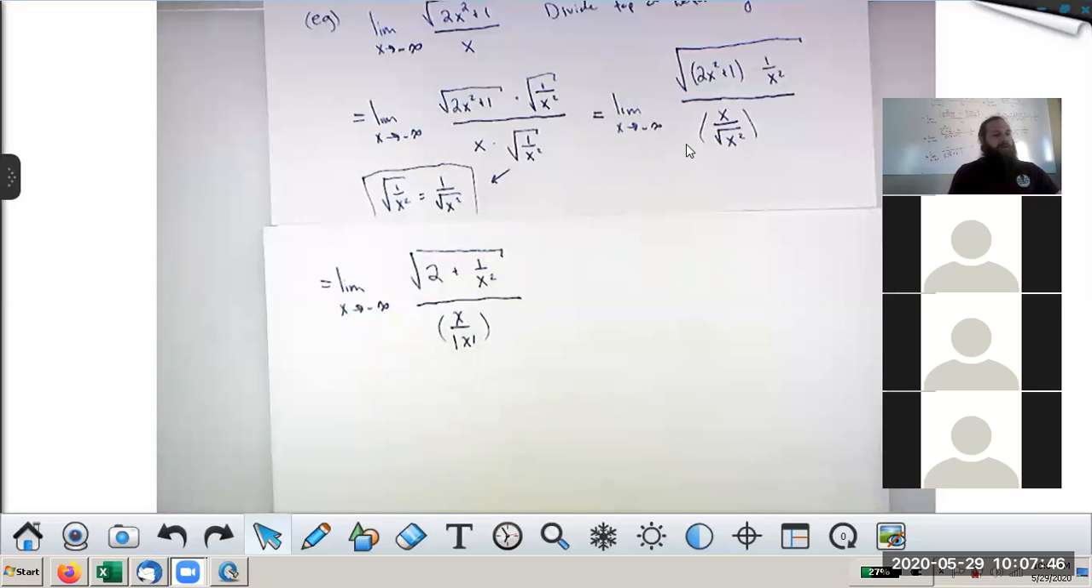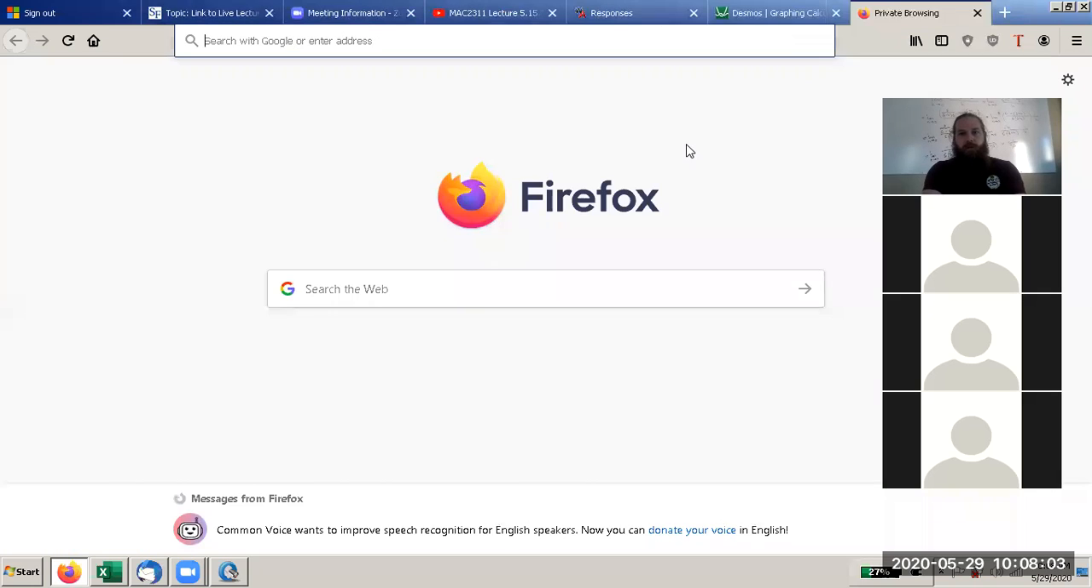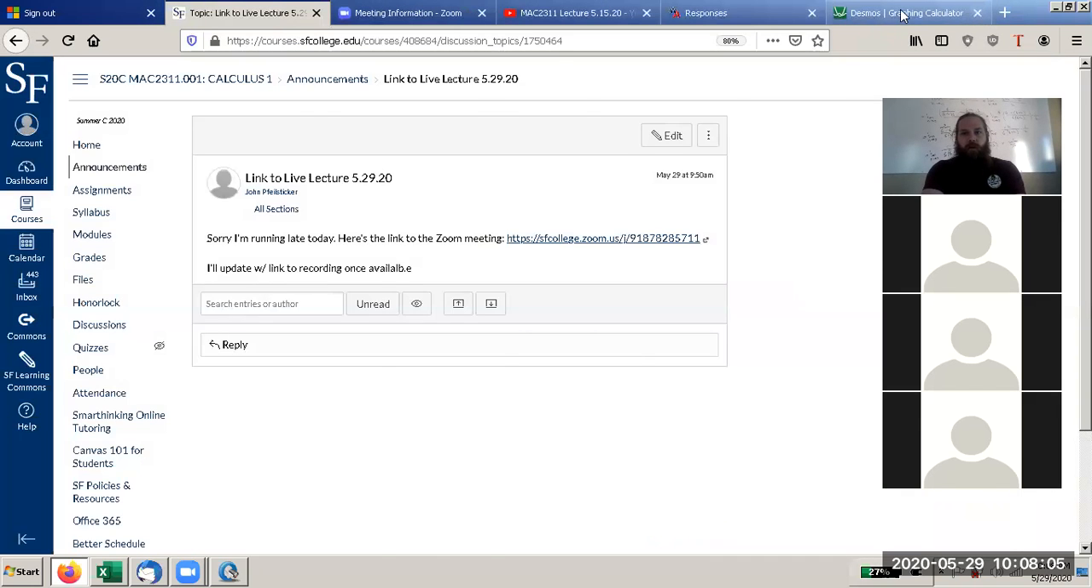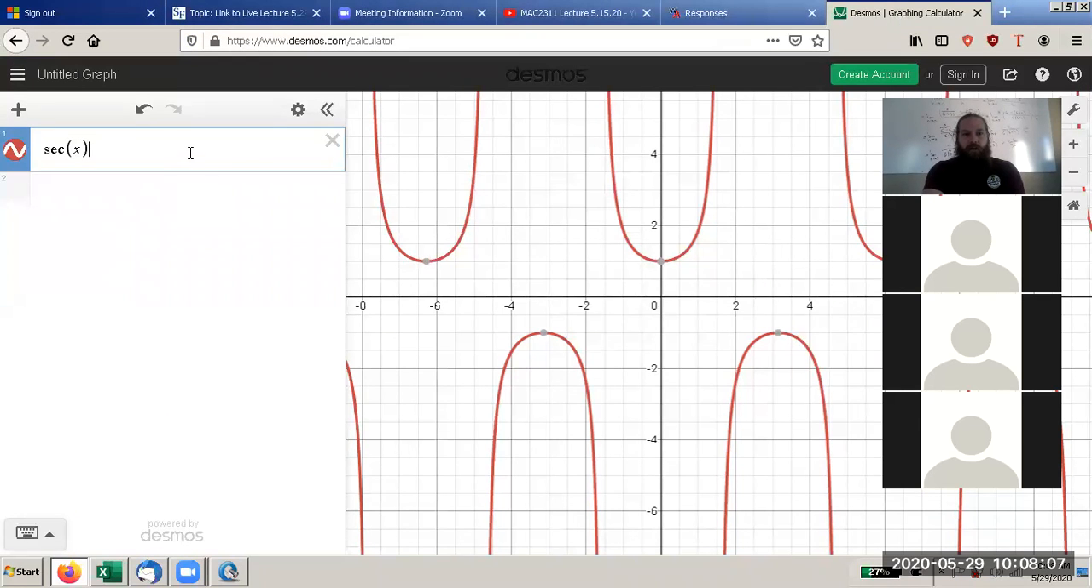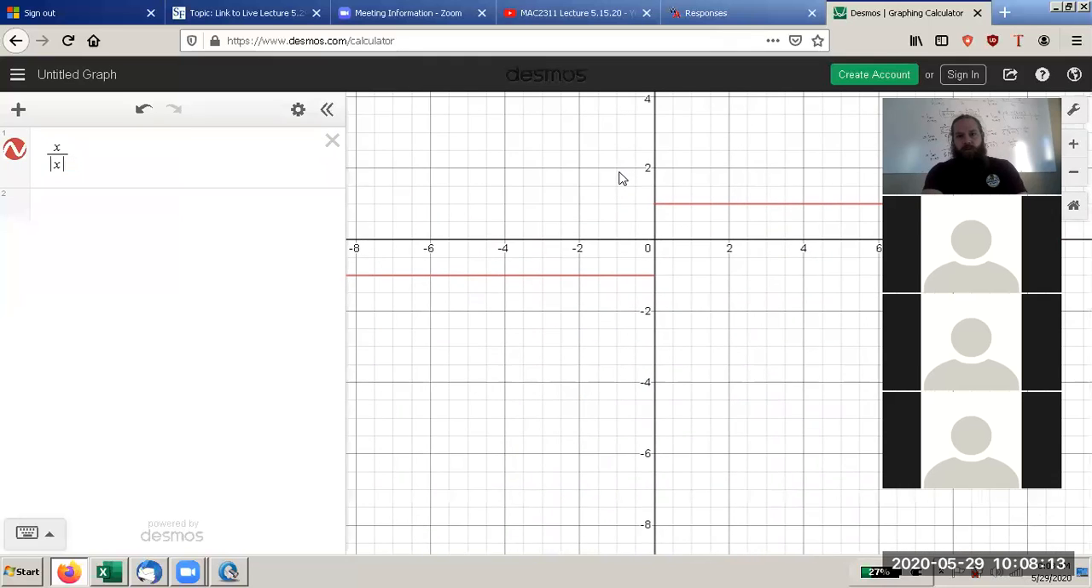Has anybody ever seen the graph of the function x over the absolute value of x? Does anybody know the name of this function? Some pre-calc classes talk about this, some don't. So this function has a special name. It's called the signum function, or sometimes just called the sign of x. Look at that. You guys seeing this?